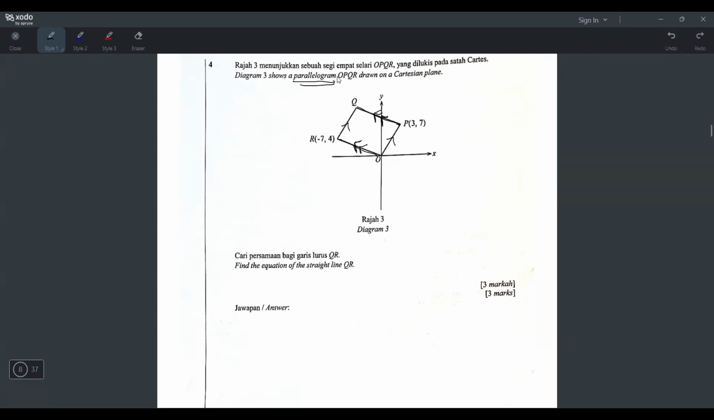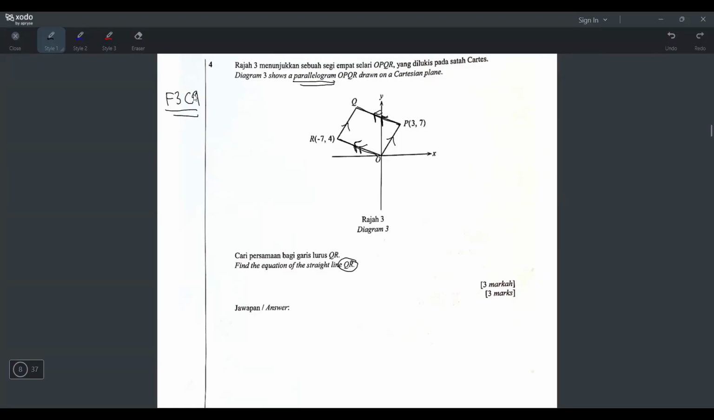Diagram 3 shows a parallelogram OPQR drawn on the Cartesian plane. Okay, no problem. And then what they want here: find the equation of straight line QR. I think this is under Form 3, Chapter 9, the last chapter, which is called Straight Line. It's a Form 3 chapter. So I will give you some notes here.